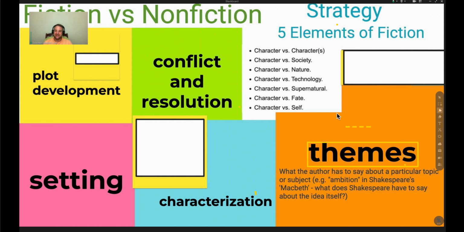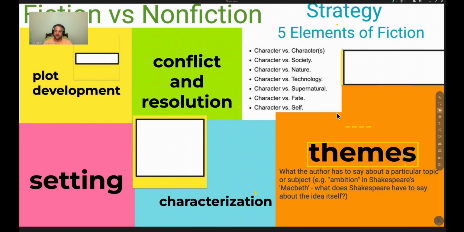Today we are discussing themes, how to tell what a theme is, and what a theme is more specifically than just a topic. What does the author have to say about something, and how do we pick those themes out from looking at individual elements in a text?